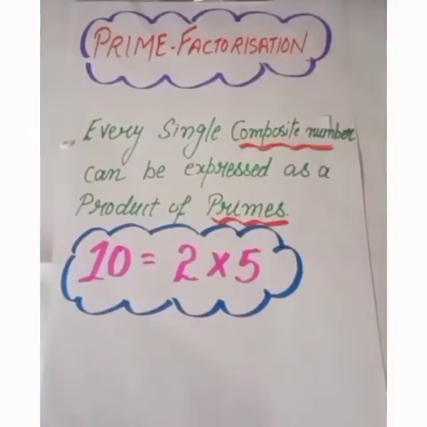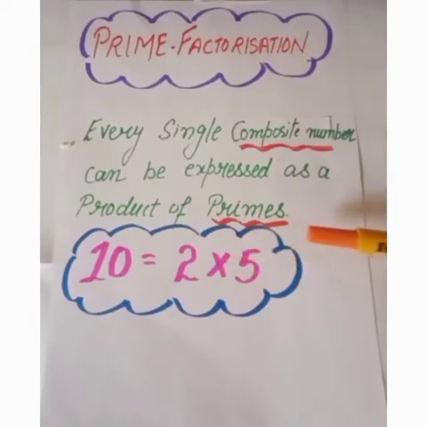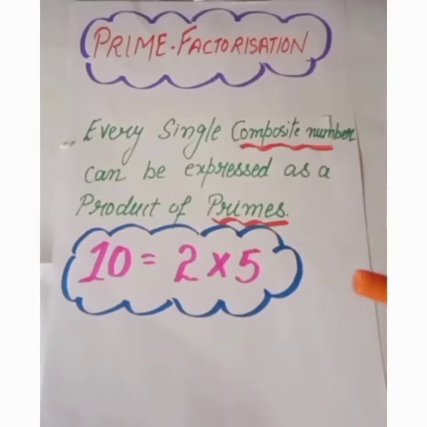We know that prime numbers are very important in mathematics. And why are they very important? Because every single composite number can be expressed as a product of primes. If you give me any composite number, I can convert that into prime numbers. Why do we call them primes? Because they are very important. Prime means important. That's why they are called prime numbers, because we can convert every composite number into primes.